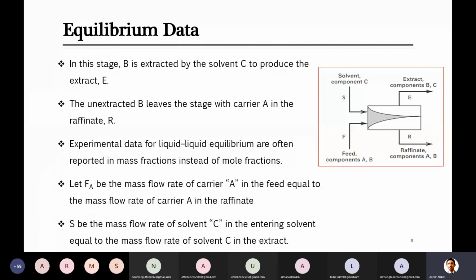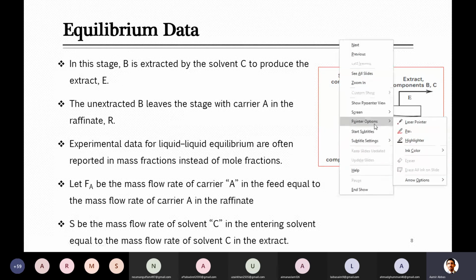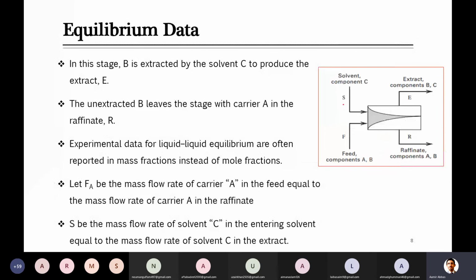So here I was saying that on the other end, if the flow rate of this component which you introduce is S, and if we want to say that it is not miscible with the feed, then in that case it will also be the same, inlet equal to outlet or extract phase, only when they don't have affinity.